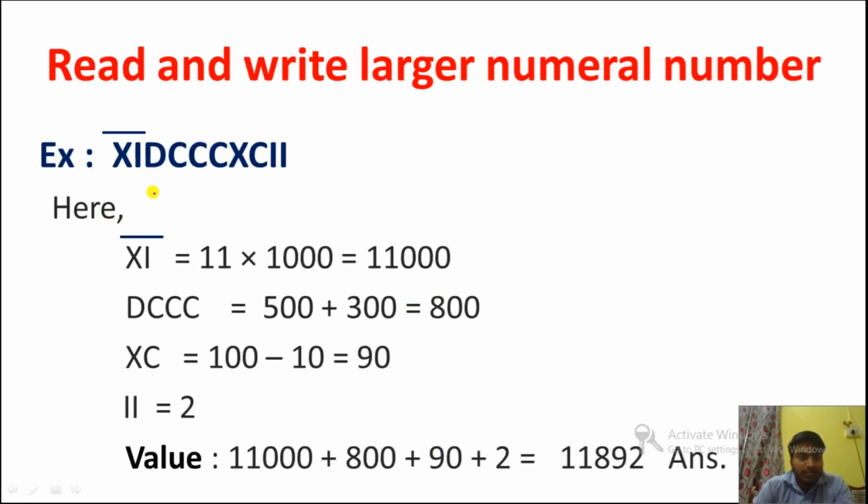Another example we have here, bar over XI, D, C, C, C, X, C, I, I. Now we have to write the number for this given Roman numeral. So first we will take this one, bar over XI. The value of XI is 11: the value of X is 10 and the value of I is 1, and I is the smaller value symbol written just right of the higher value symbol. In that case there will be addition. So when we add 10 plus 1, we will get 11, and bar is given on top. That means 11 is going to be multiplied by 1000. So when we multiply, we will get 11,000.